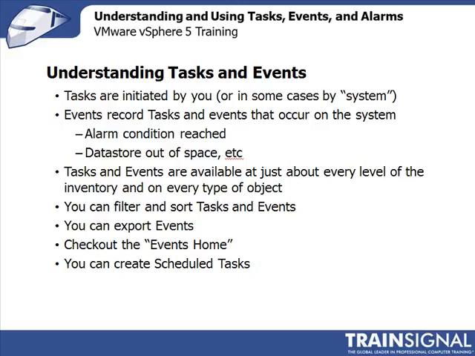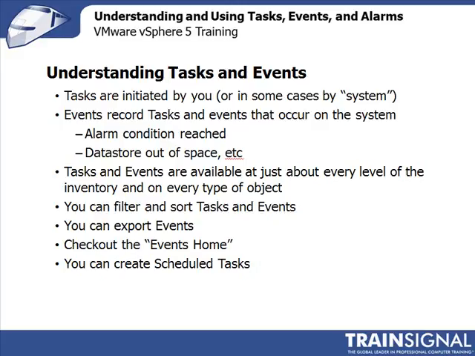So for example, if you're doing a storage vMotion, or a copy or a clone or a regular vMotion, and you're doing a lot of them and you want to know what's going on or the percentage of completion of these tasks, you can go to that object, go to the tasks tab, and you're able to see all the tasks that are currently running or that have completed.